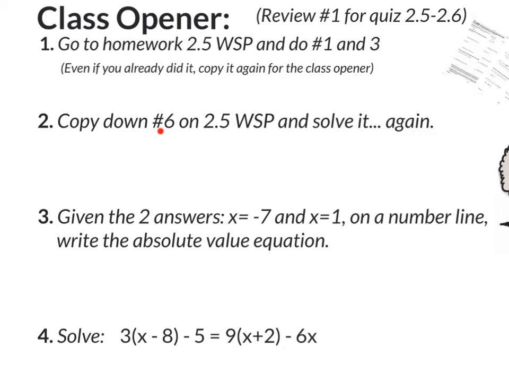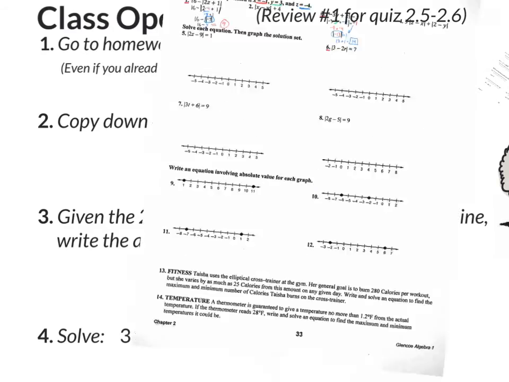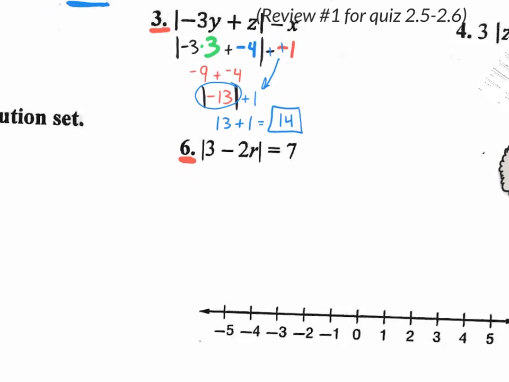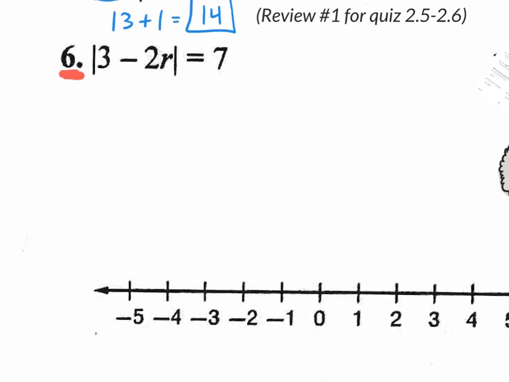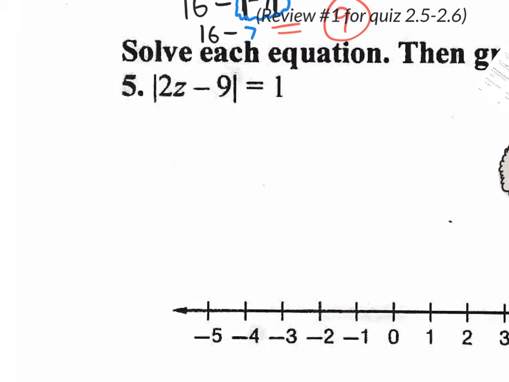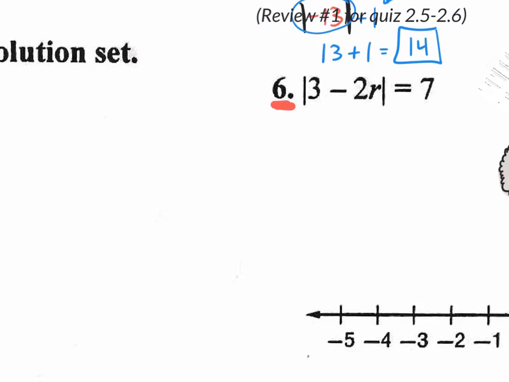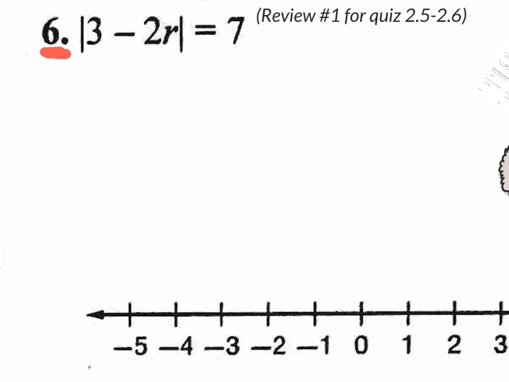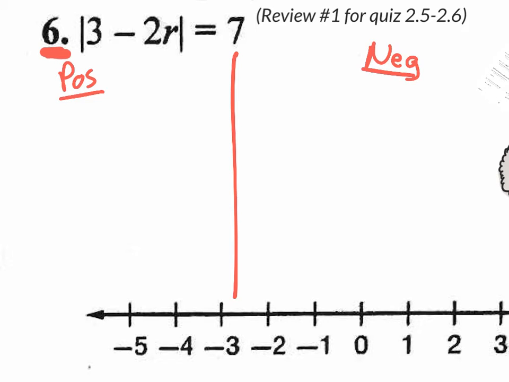They want us to go to number 6 on 2.5 WSP and solve it again, even though we already did it. Okay, so let's go to number 6 on our worksheet. And there's number 6. Now, on number 6, we are solving, right? It says solve. So in order to solve an absolute value equation, we need to set up what? The positive and the negative situations. And of course, how do you write the positive situation? You rewrite it exactly the way it is, without the absolute value signs.